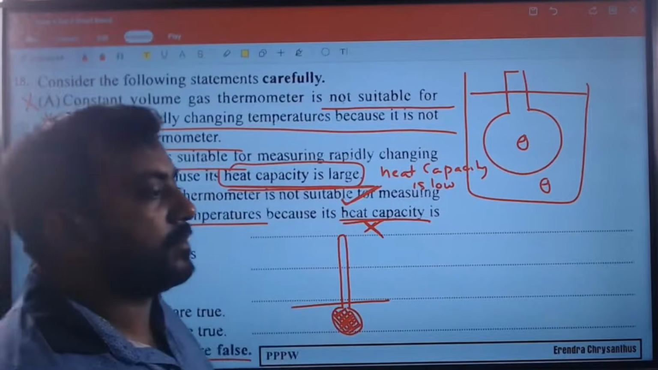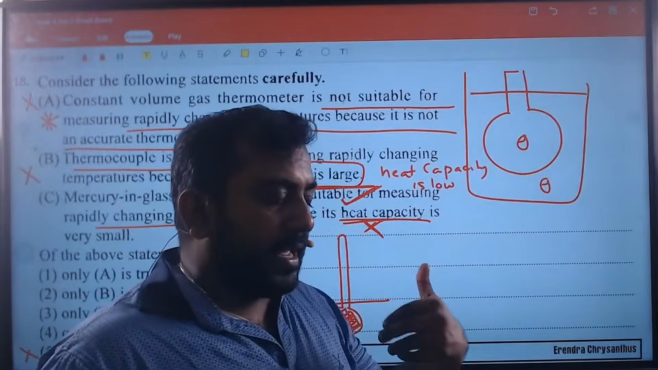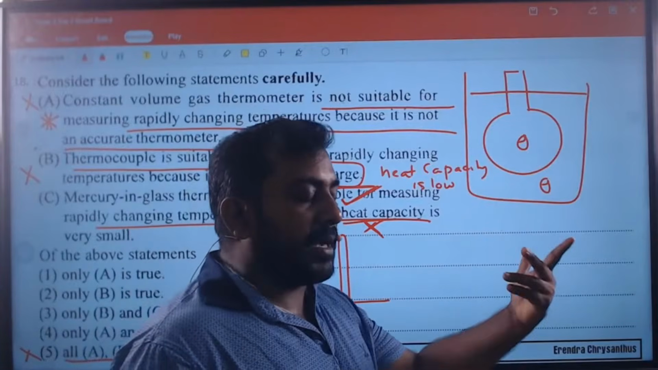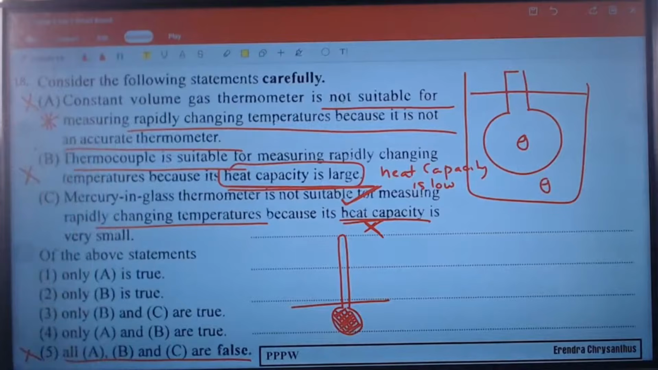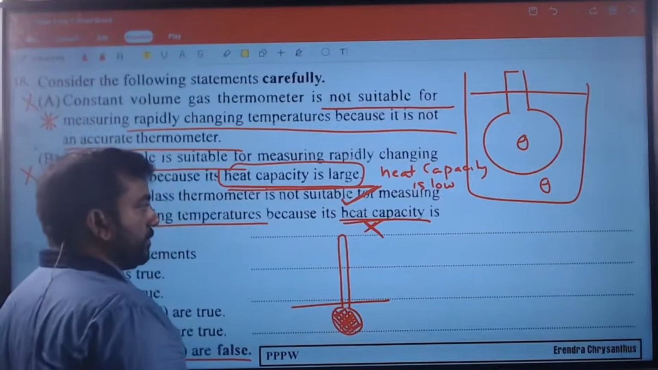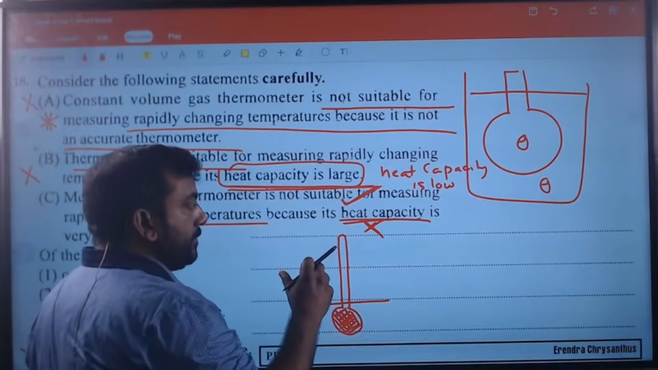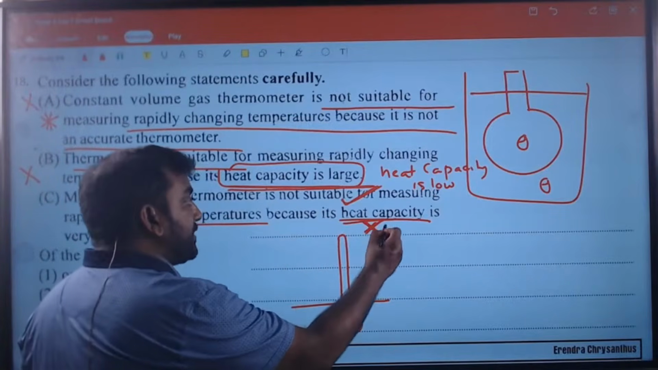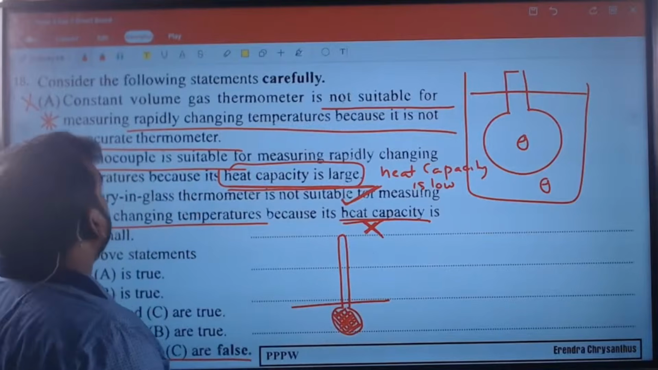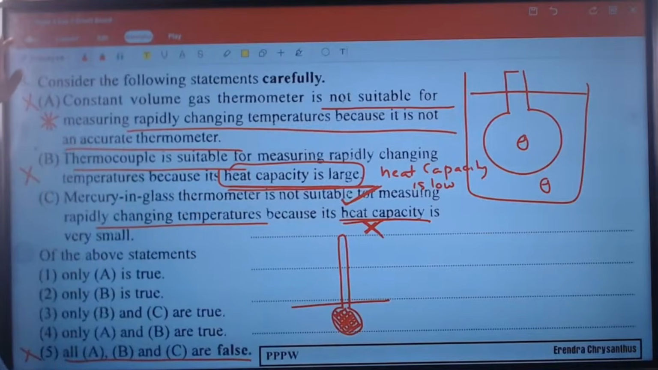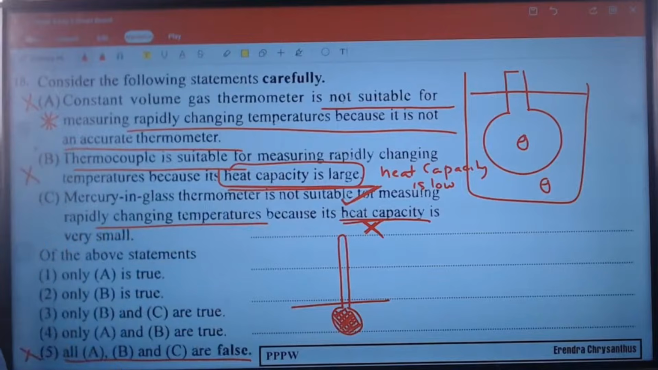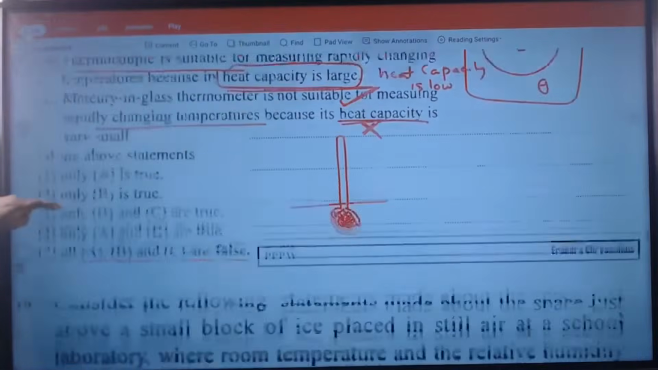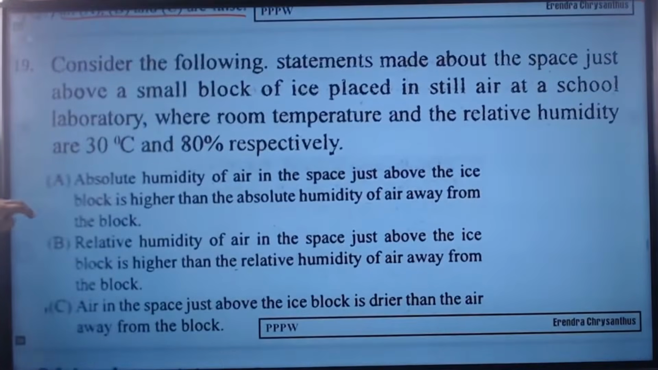Also, the temperature of a human body can be measured using a mercury glass thermometer. But the heat capacity of mercury is large. So this part is wrong. So no. Okay, no? Right.